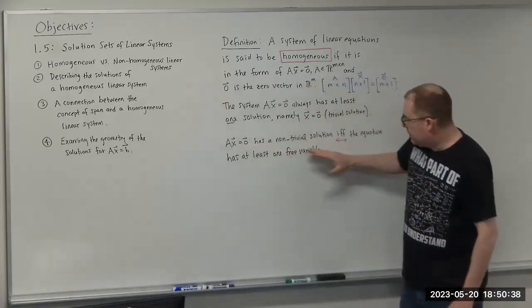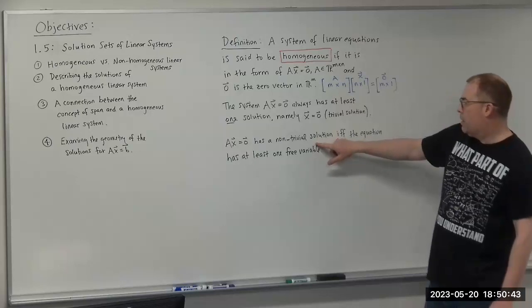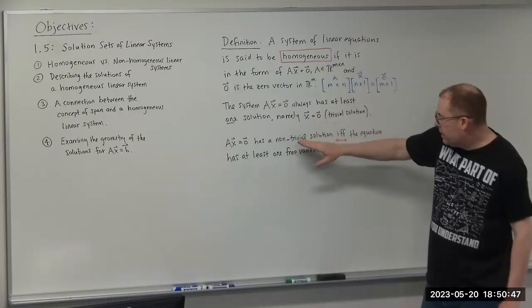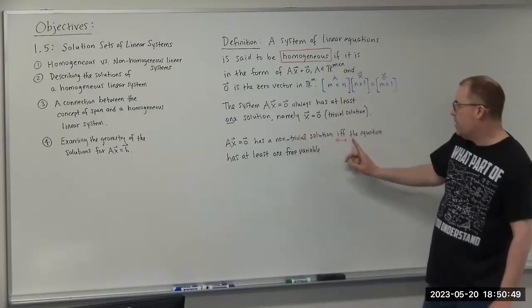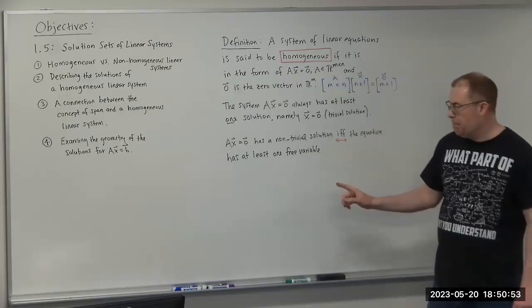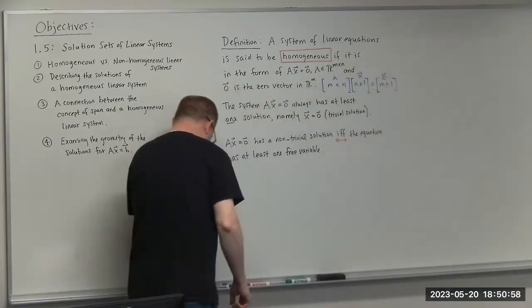So with this, if this has a non-trivial solution, meaning a solution besides the 0 vector, if that's the case, then the equation has at least one free variable. All right. Now, what does that mean?